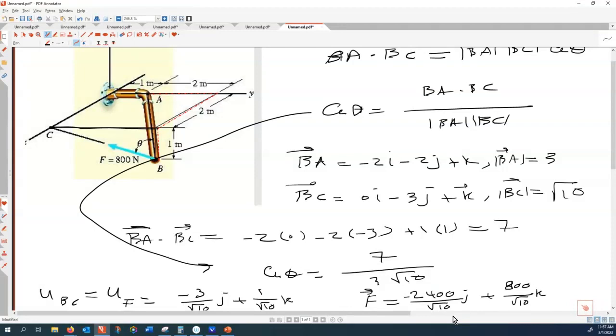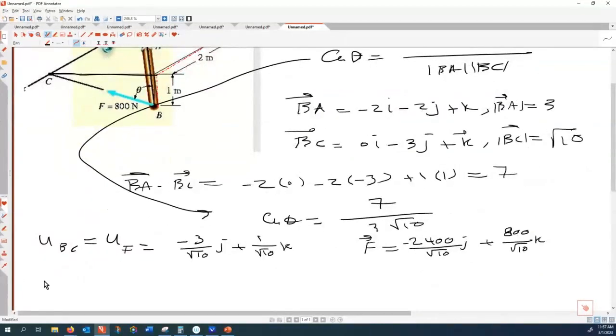Okay, so I also need to find the unit vector of BA. So the unit vector of BA is minus 2/3 I minus 2/3 J plus 1/3 K. Okay, now let's dot product F by UBA. So the next thing is you have to find the dot product of F by UBA.